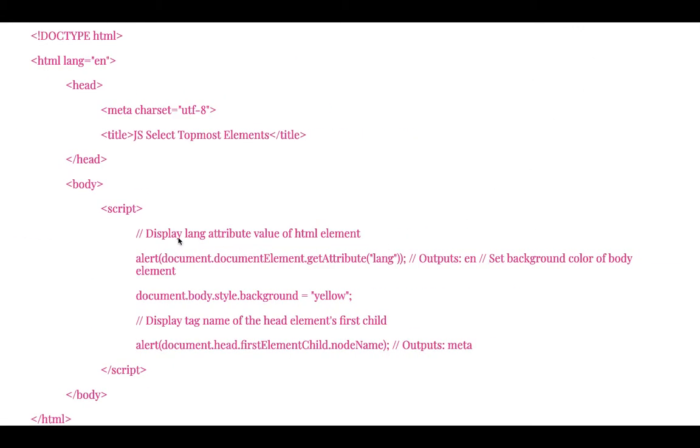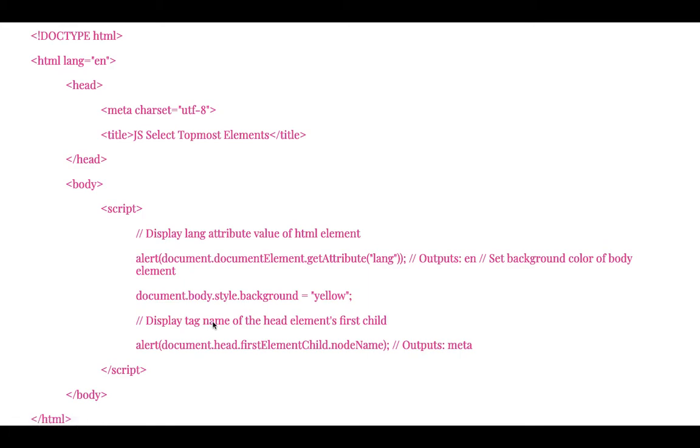So look at our script. To display the lang attribute value of the HTML element, you simply say document.documentElement.getAttribute lang, and it's going to output the language of the HTML document. To set the background color of the element, you can simply say document.body.style.background, and then you say equal to the color that you want to change it to.